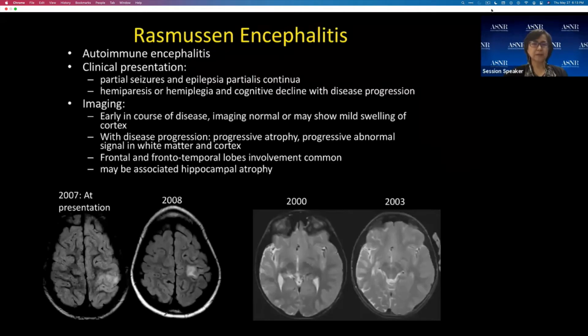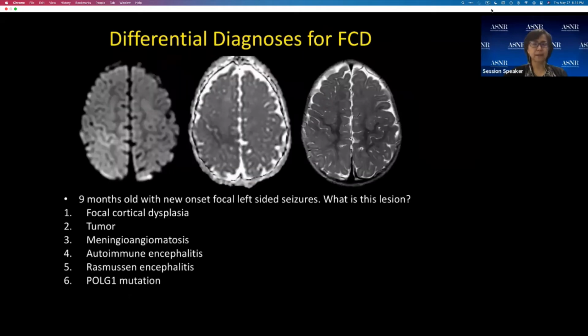Rasmussen encephalitis is an autoimmune encephalitis. Early on in the disease, the imaging may be entirely normal or may show mild swelling of the cortex associated with high FLAIR signal in the cortex and subcortical white matter. With disease progression, there is progressive atrophy and progressive abnormal signal in the white matter and cortex. Moving on to the next differential diagnosis.